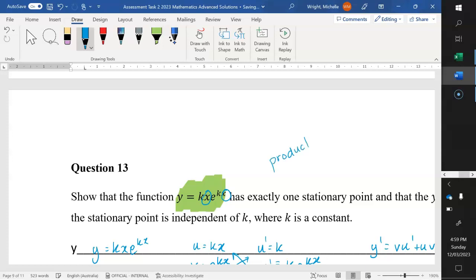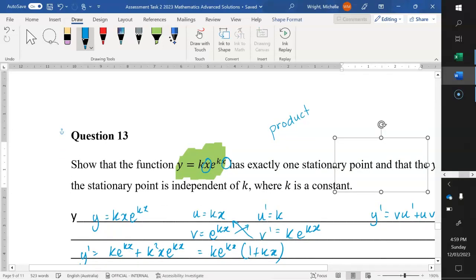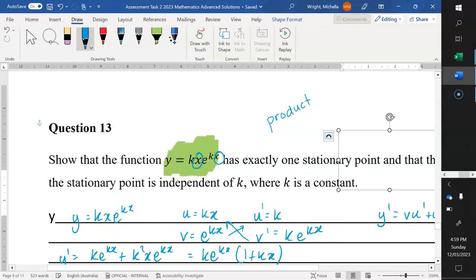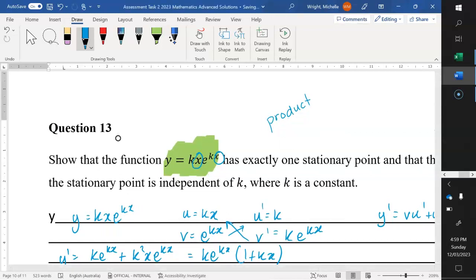I think more than half of us this year in this question have ignored this x here and differentiated, brought the k down and made it k squared x e to the kx. No, you can't do that. We need to use the product rule, okay? Otherwise, you've not done the question right and it's not going to work at all. So we need to note that.